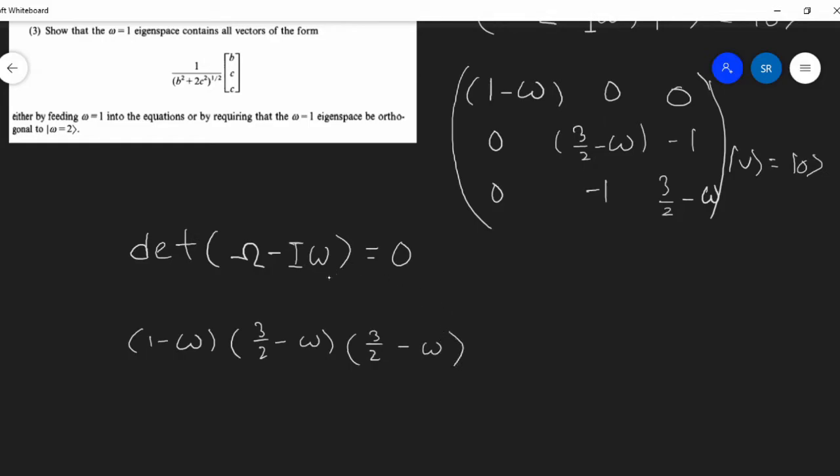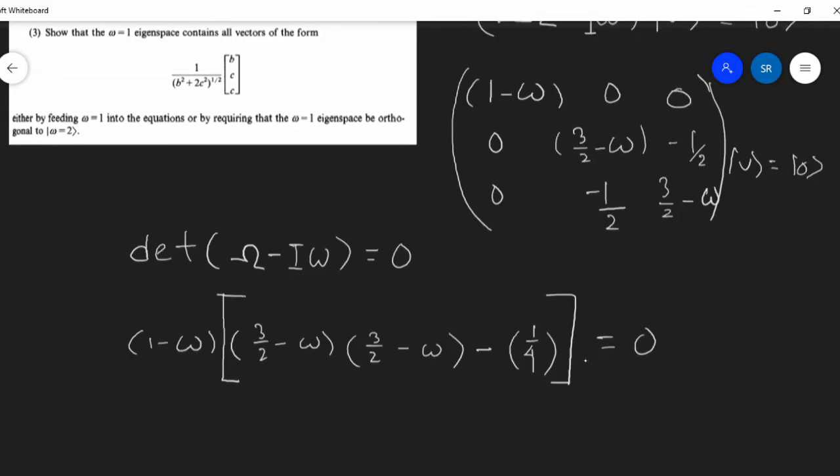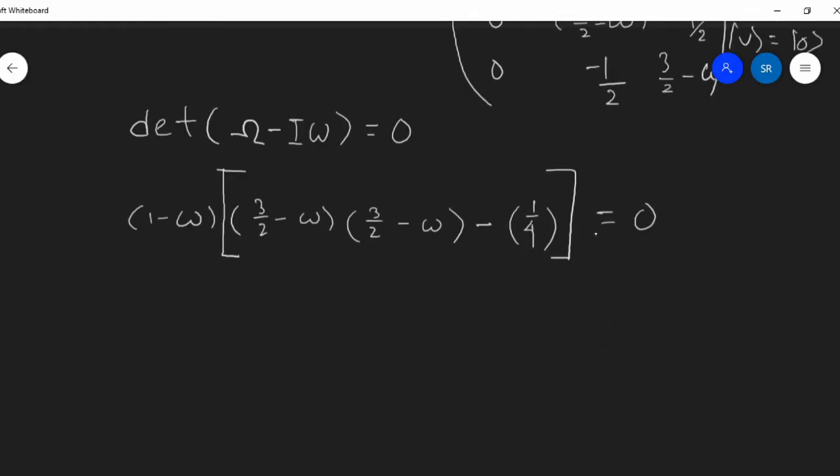Let's not forget that we'll have to deal with these two here as well. Oh, I forgot something. There should be a 2 here because of the half that's multiplied. So if we multiply these two here, we get minus 1 by 4. This gives us 0.